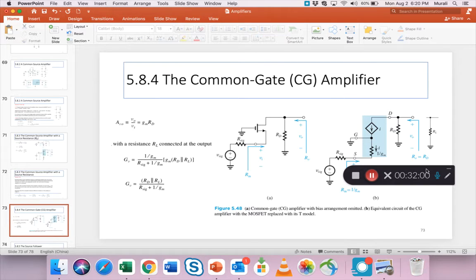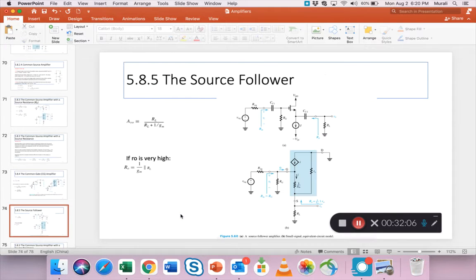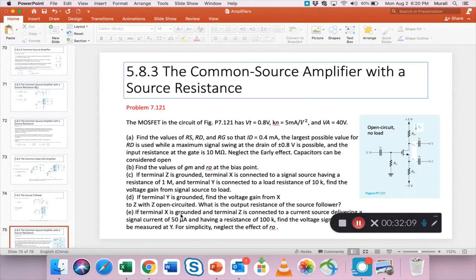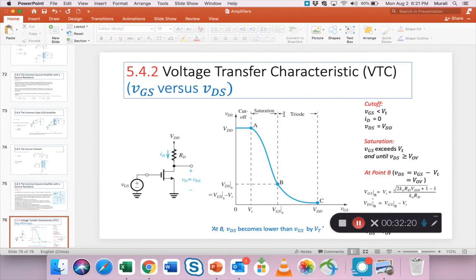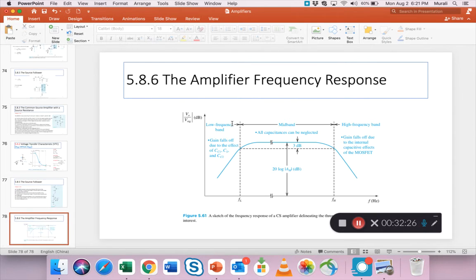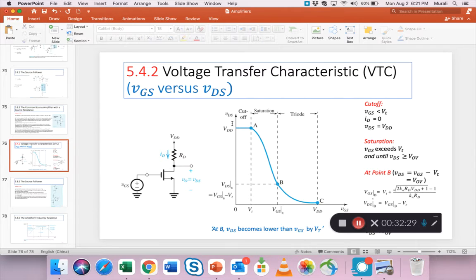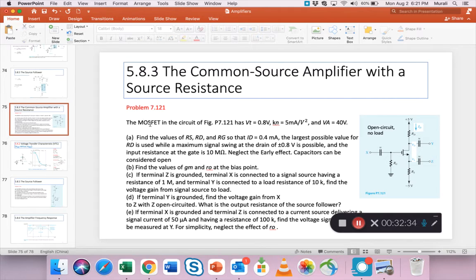Alright, what do we have next here? Common gate. I don't know if I have an example of it. Oh, here we have a common source amplifier with a source resistance still, and I think I have the source follower next. Yeah, we only have 2 problems left. So let's focus on 7121 next.